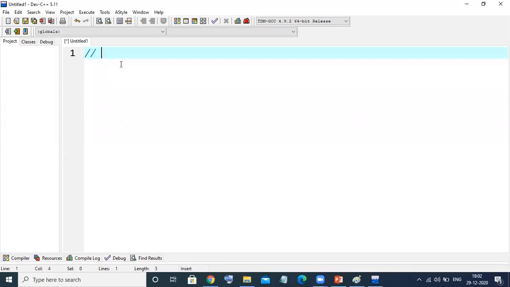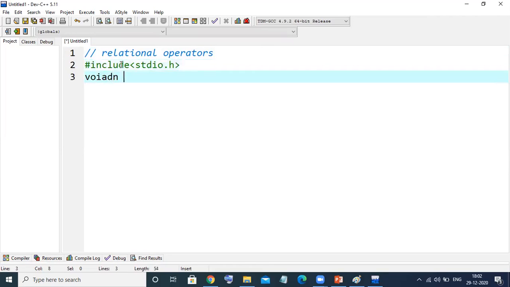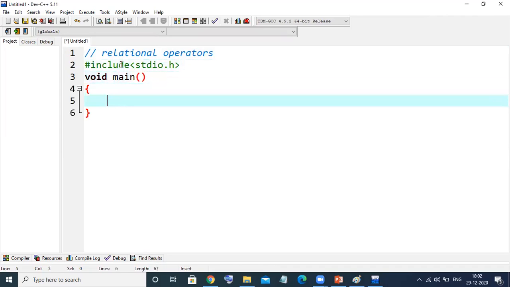Then here, suppose I'm writing a program for the relational operator. Same program we are going to perform here. So we know that we need to include stdio.h, then our favorite function, that is main. Now I just declare some variables.